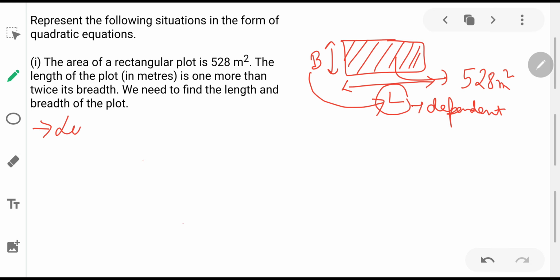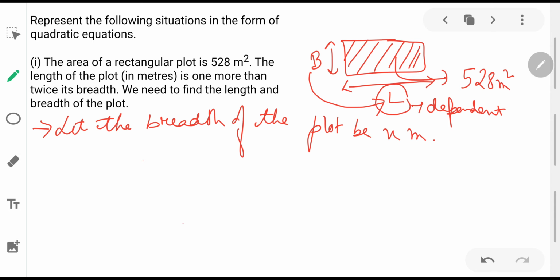So, what we will write here? Let the breadth of the plot be x meter. Therefore, the length is, what is the situation given? The length of the plot is 1 more than twice its breadth. Twice its breadth means, what is the breadth now? It is x. Twice its breadth means 2x. The length is 1 more than twice its breadth. 1 more means plus or minus, more means plus. How much more? 1 more. So, what we will give? 2x plus 1, it is meter.